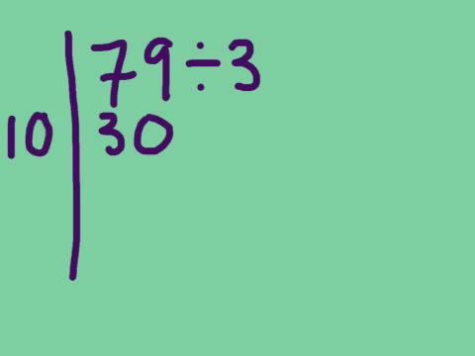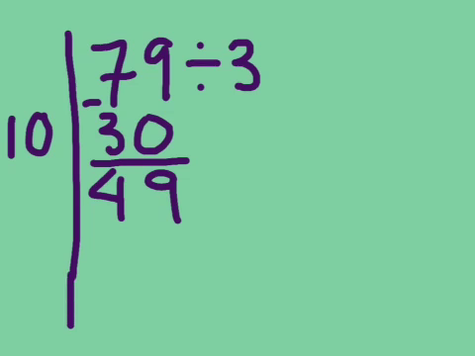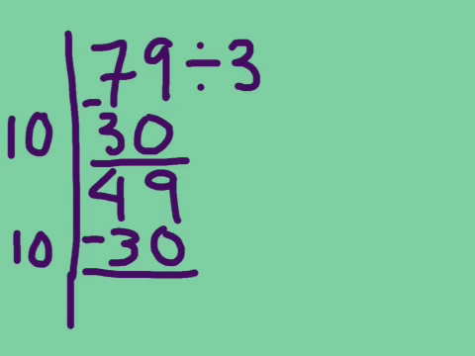I'm going to subtract 30 from 79 to see how many are left over when I make my 10 groups of 3. So 9 minus 0 is 9, 7 minus 3 is 4. I still have 49 left. Obviously I can still make lots more groups of 3. So let me think, could I make another 10 groups of 3? Could I take 30 out of 49? Absolutely. So I'm going to make another 10 groups of 3. Subtract 30, and I have 19 left.